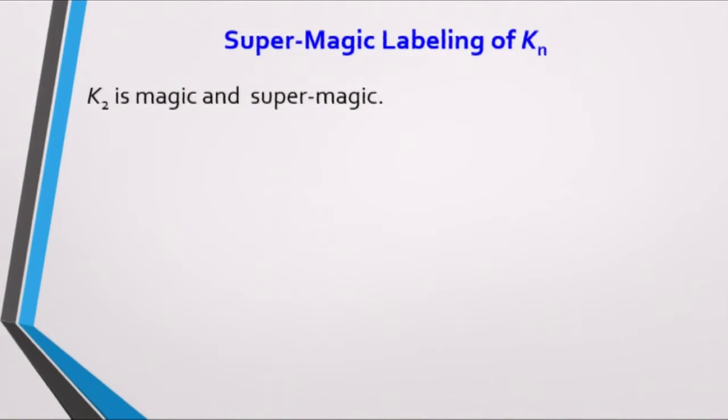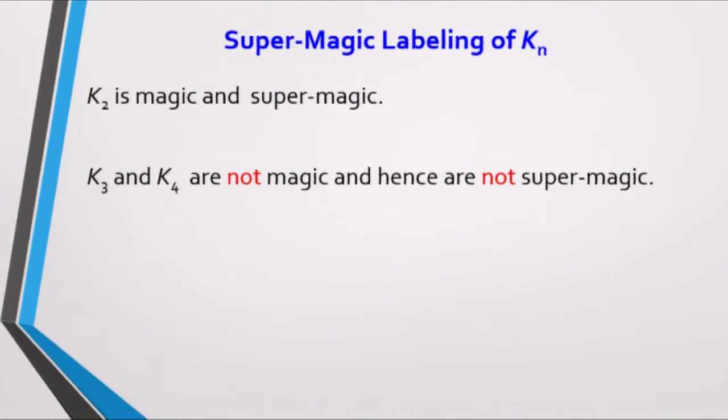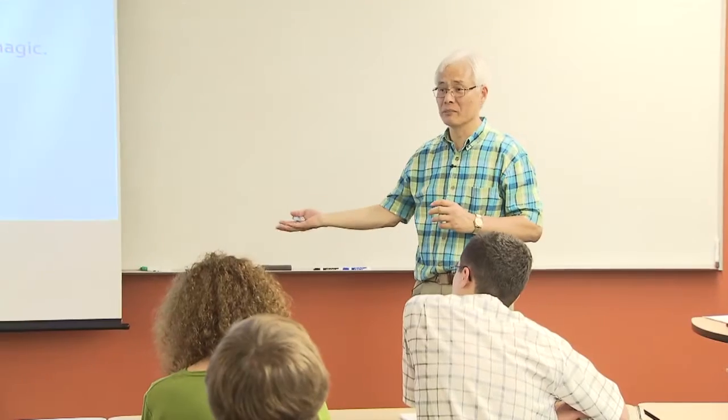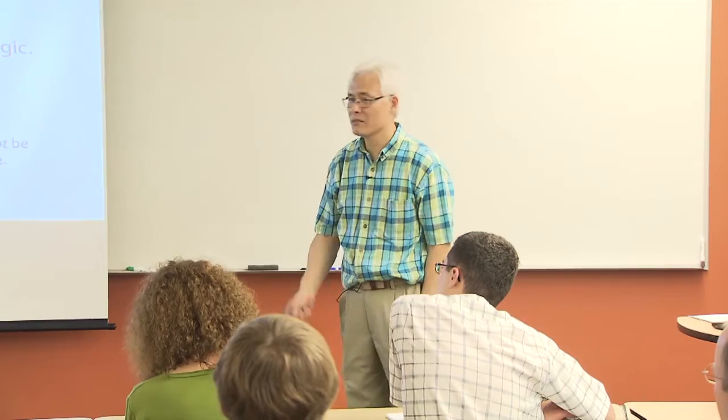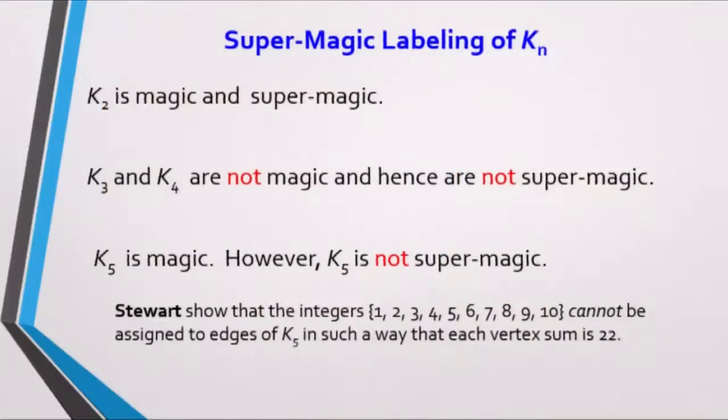Okay. K2 is both magic and supermagic. Yeah, just one edge. K3 and K4 are not magic. If it is not magic, it cannot be supermagic. K5 is magic, as we saw. However, we cannot use 1 through 10 to label the K5, and it's not supermagic. And Searle proved that.